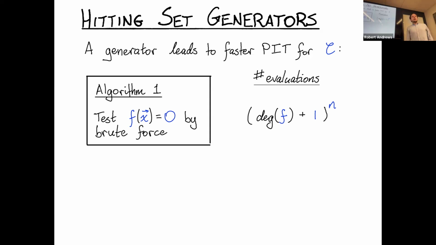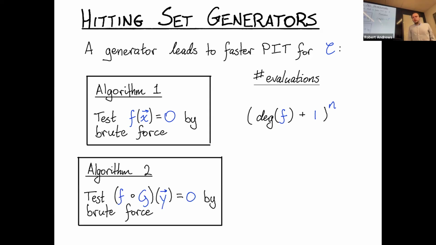But if we have a generator, we can look at a different algorithm. Instead, I'm going to first compose F with the generator G, and now I'll test if the composition is 0, again by brute force. Here, the running time has the same flavor. The degrees multiply, and it's raised to the number of variables, which is the seed length L of the generator. Now, this algorithm is correct because the definition of a generator is tailored to make this algorithm correct.